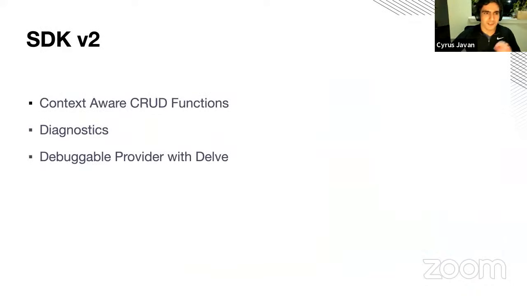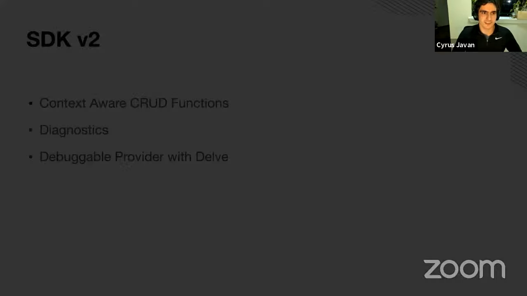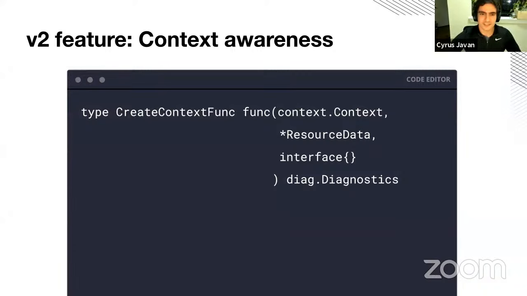And so I want to dive deep on the version 2 features that I think are really great from the provider SDK. And we're going to start with context-aware CRUD functions. What I have here is the type signature for the create context function. This is the function that you would need to implement if you want to write a provider. And this is what Terraform would call when it wants to create a resource of whatever you defined as your resource. It'll call this function to create that thing.